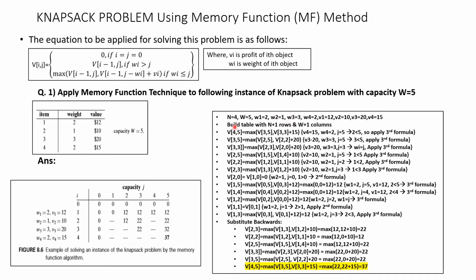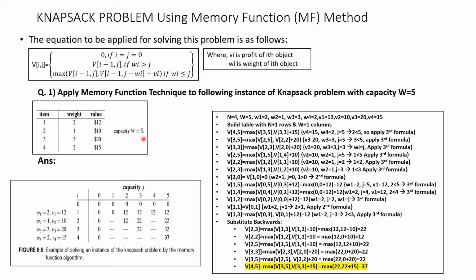Now please remember, we have to build a table, correct? We have to build a matrix, actually a table with n plus 1 rows and W plus 1 columns. What is n plus 1 rows? So number of objects is 4. So we build 5 rows, correct? n is 4, number of objects is 4. So 4 plus 1 is 5. We build 5 rows, 0, 1, 2, 3, 4.